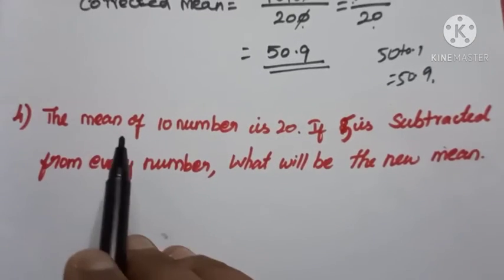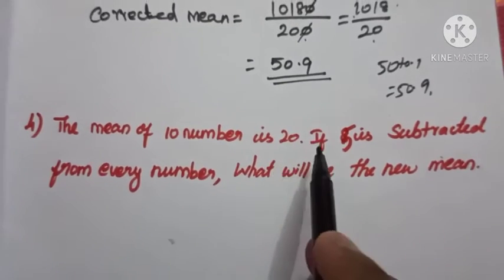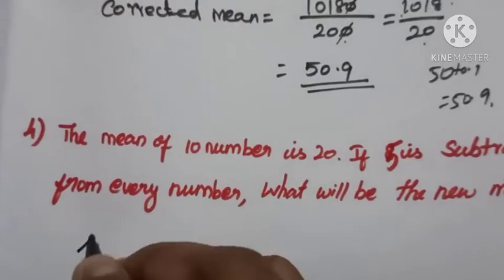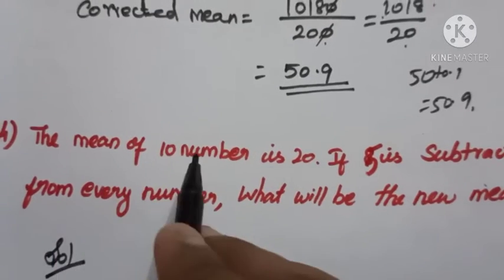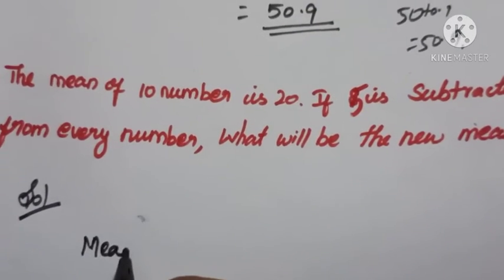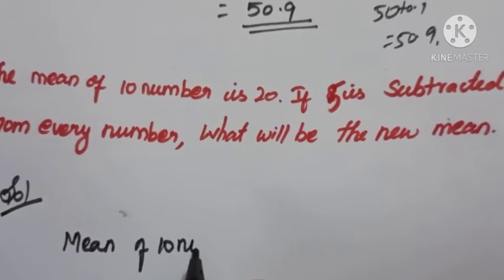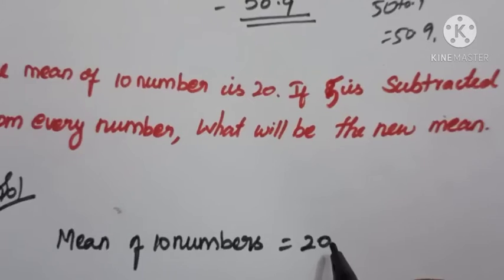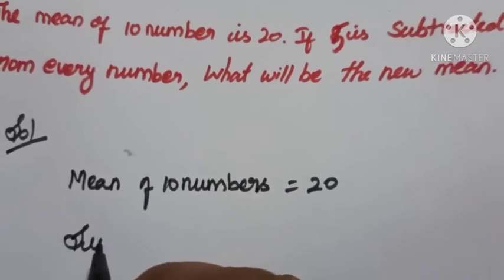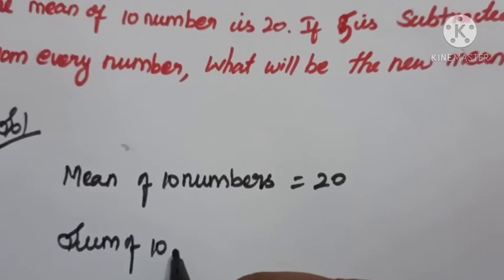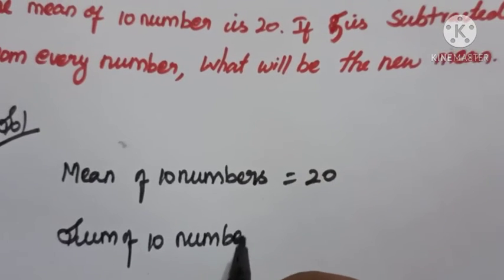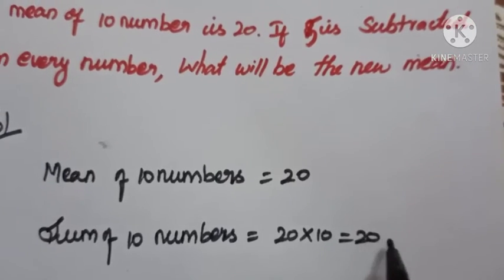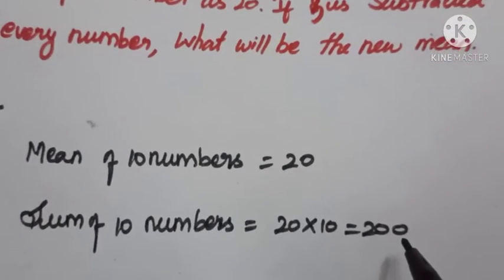Fourth question. Mean of 10 numbers is 20. If 5 is subtracted from every number, what will be the new mean? Solution: first I need to write the mean of 10 numbers, which is equal to 20. What is the sum of 10 numbers? The sum of 10 numbers is equal to 20 into 10, which is 200.